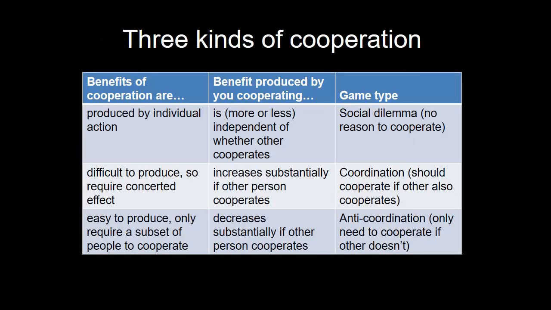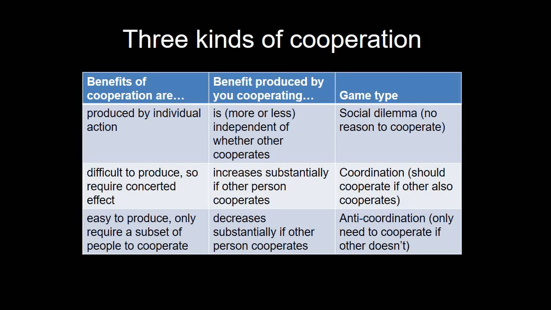And so, to summarize these three different types of games, we've got the social dilemma games, coordination games, and anti-coordination games. One way to think about it is that in the social dilemma, the benefits of cooperation are just created by each individual. So if I cooperate, you get a benefit, it doesn't matter what you do. And so there's no incentive to cooperate, because you just hope the other person cooperates and what you do doesn't matter.